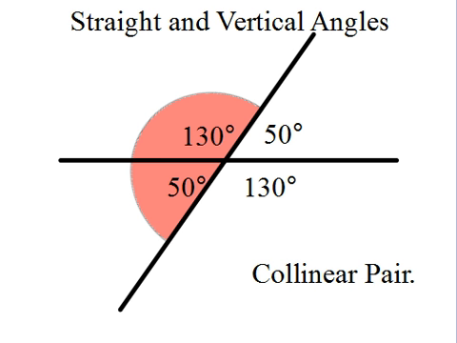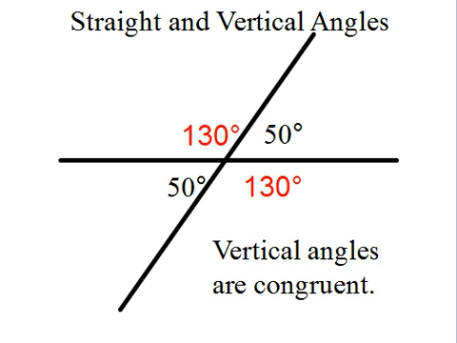Now, hopefully you've seen a pattern here. You see those two 50s and those two 130s. Well, when we have angles formed by two intersecting lines or line segments like this, the opposite angles are called vertical angles, and they are always congruent for the reasons we just showed. So another pair of vertical angles formed here is the two 50-degree angles.